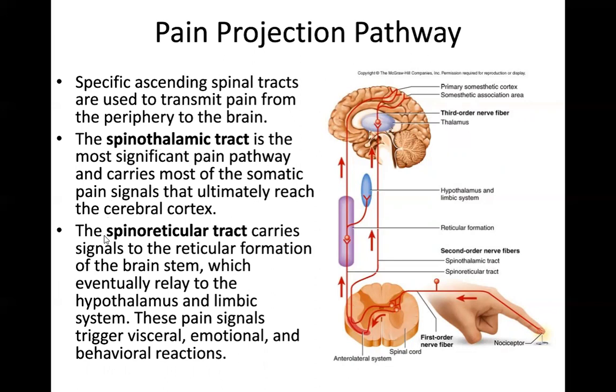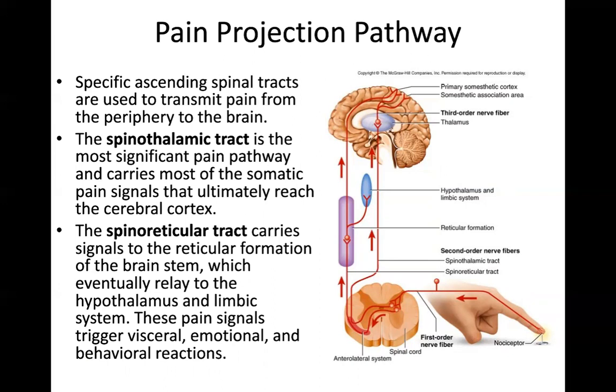We also have a spinal reticular tract, which travels to, guess what? The reticular formation, which is a general area in our brain stem. Talked about that last week, before eventually relaying the information to our hypothalamus and the limbic system, triggering visceral, emotional, and behavioral reactions, like crying, for example, and grunting, and sweating, and blood pressure changes.